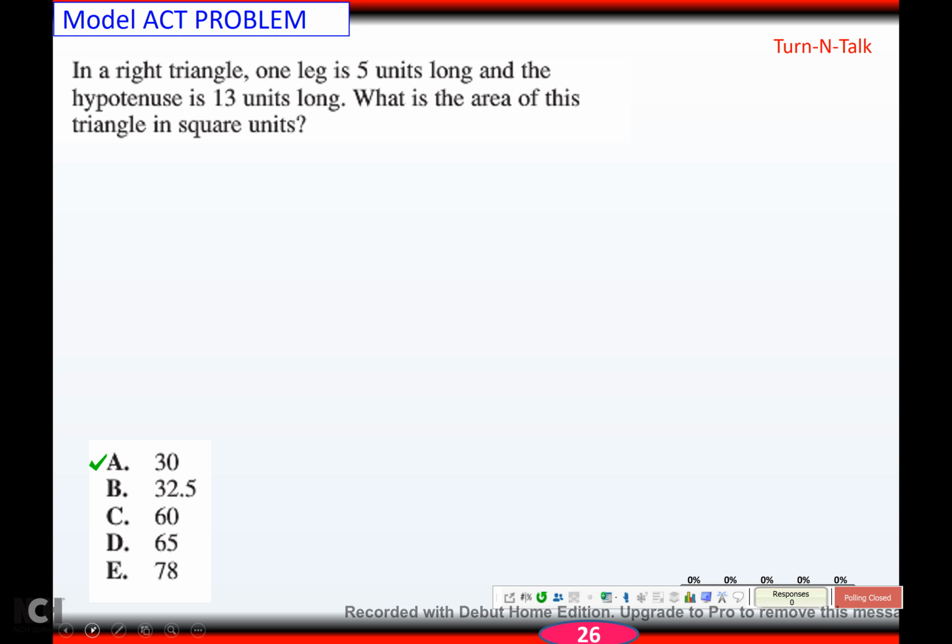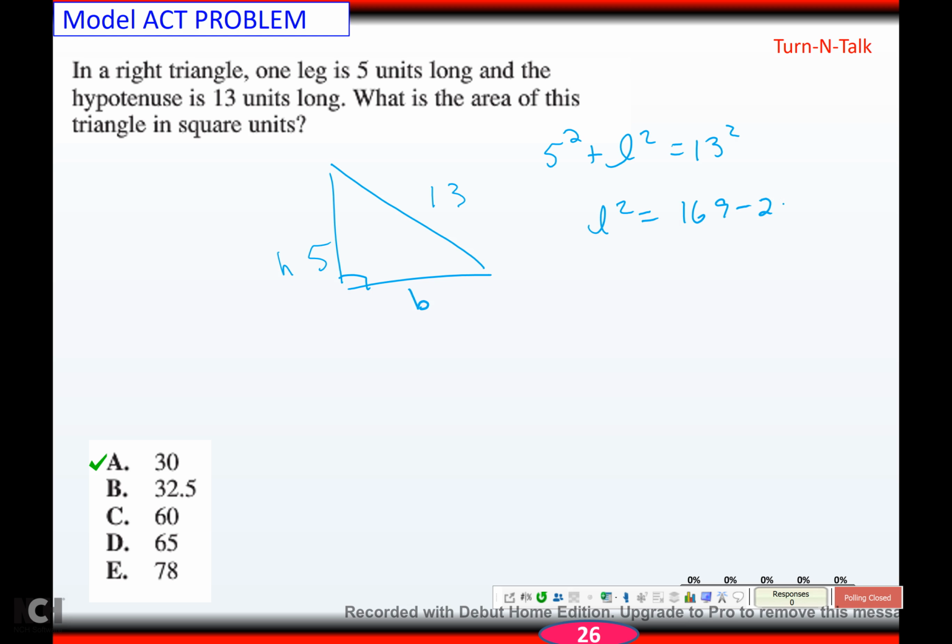All right, in a right triangle, one leg is 5 units long and the hypotenuse is 13. What is the area in square units? Well, for a right triangle, I need base times height divided by 2. So I'm going to have to find that base. Well, I'm going to have leg squared plus leg squared equals hypotenuse squared. So leg squared equals 169 minus 25, which gives me 144. And the square root of 144 is 12.